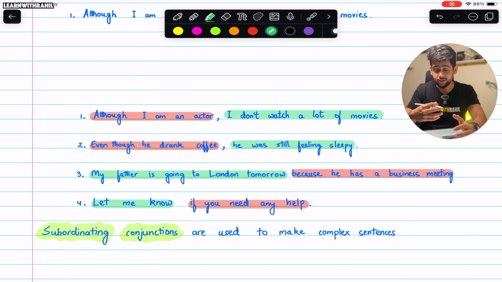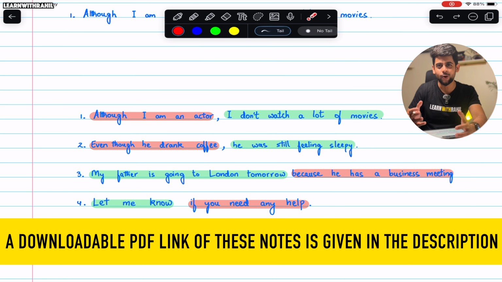In these types of sentences, the subject is hidden. I'm telling it to you. You let me know. And it's there in the next part of the sentence as well. Let me know if you need any help. So these kind of sentences are called imperative sentences. Alright, so these are complex sentence structures. I hope you have understood this.